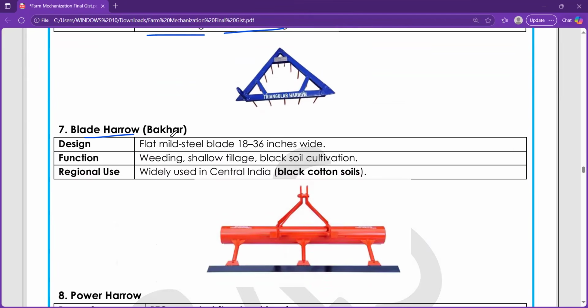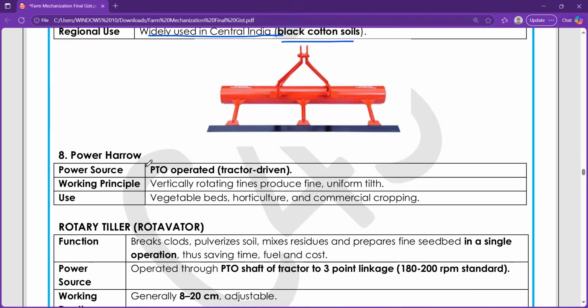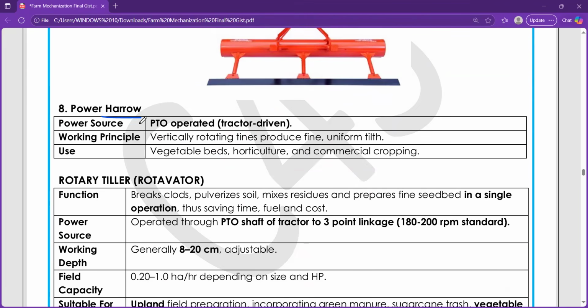Next we have blade harrow, which is bakhar, which has a design of flat mild steel blade, 8 to 36 inches wide, and they have the function of weeding, shallow tillage, and black soil cultivation, widely used in central India where black soil is seen. Okay. Next, we have power harrow. They have a power source of PTO, that means they are tractor driven. The working principle is that they are vertically rotating and produce fine uniform tilth, and generally used in vegetable or horticultural belts and commercial cropping areas.